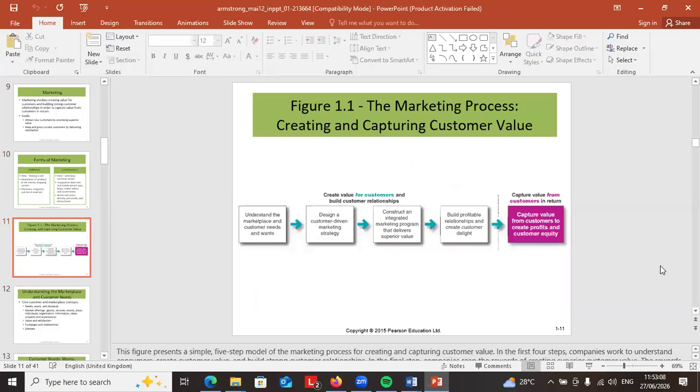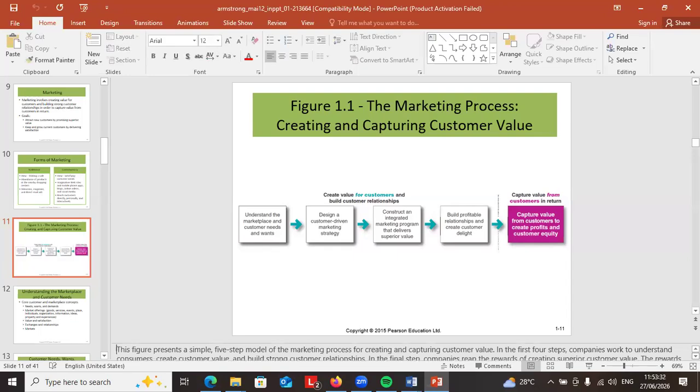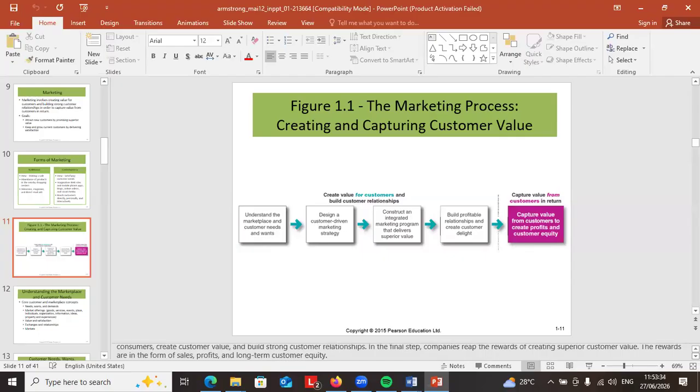Now, let's also consider the marketing process. Of course, the figure you're currently viewing presents a simple 5-step model of the marketing process for creating and capturing customer value. In the first 4 steps, companies work to understand consumers, create value, and build strong customer relationships in the final step.